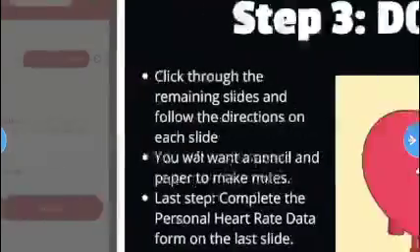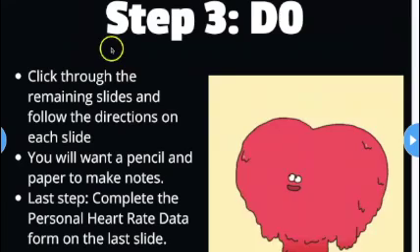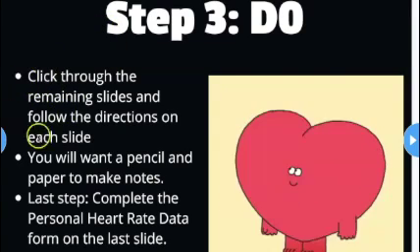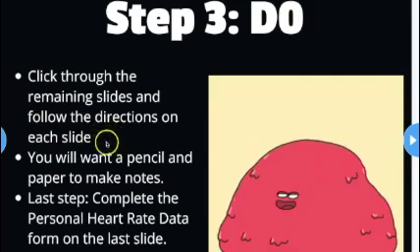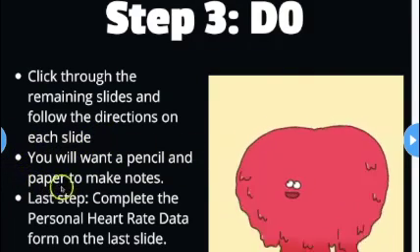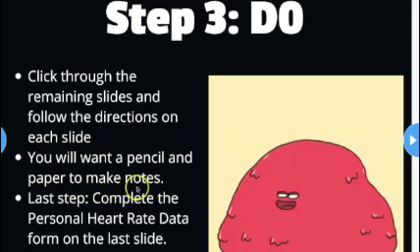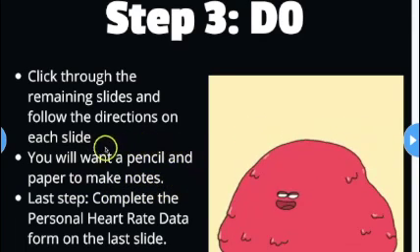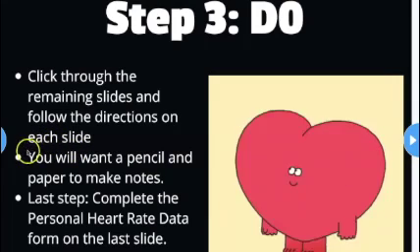Moving on. Step 3, this is where you're going to start doing stuff. Click through the remaining slides and follow the directions on each slide, okay? You will want to grab a pencil and paper right now, alright? There's a bit of math coming up, and a bunch of terms that you'll need to stay organized with, okay? And you'll see what I mean in a second, alright?